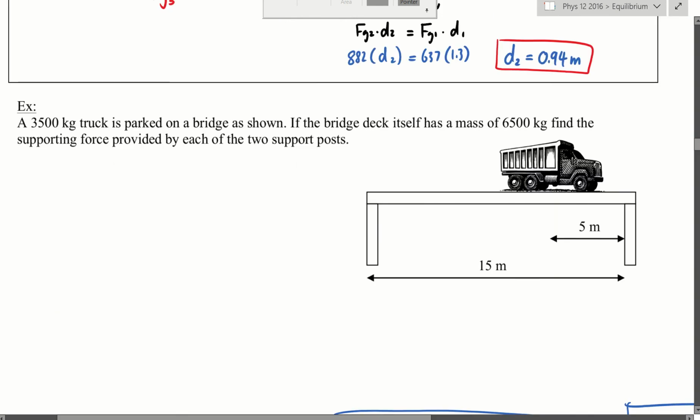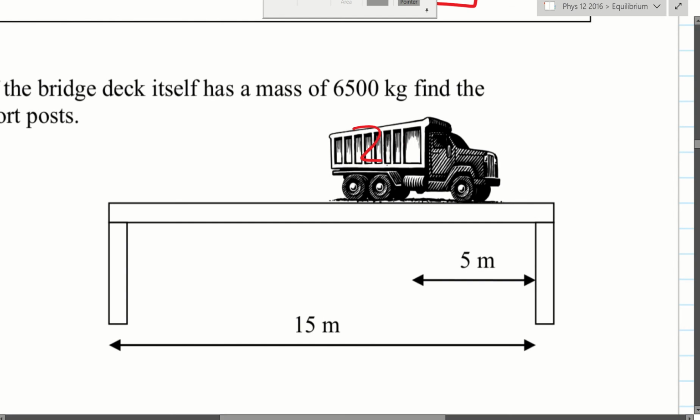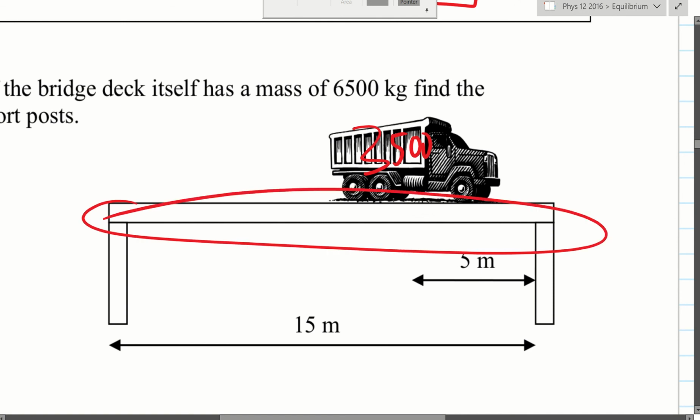Okay, so in this last example, we have a 3,500 kilogram truck parked on a bridge. The bridge itself is made of concrete, so it does have a mass of 6,500 kilograms. Now, what does that mean? The truck is 3,500 kilograms. The bridge, which is made of a slab of concrete, also has a mass, right? The mass is 6,500 kilograms.